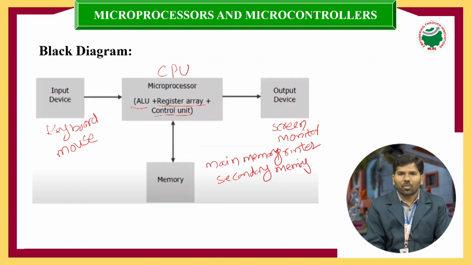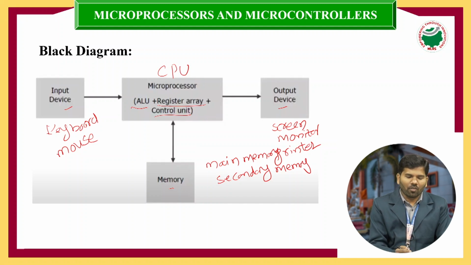So your microprocessor is simply a CPU. It consists of an ALU, control unit and an array of registers. So the input devices, the output devices and memory, everything we have to externally add to the CPU. We have to interface the CPU. So it is the main difference between a microprocessor and microcontroller. So if you want to interface a keyboard to the microprocessor, we have to externally connect a keyboard or mouse to the processor. Like that, the output device will be interfaced to the processor and the memory will also be interfaced to the processor. So your microprocessor is nothing but a CPU.